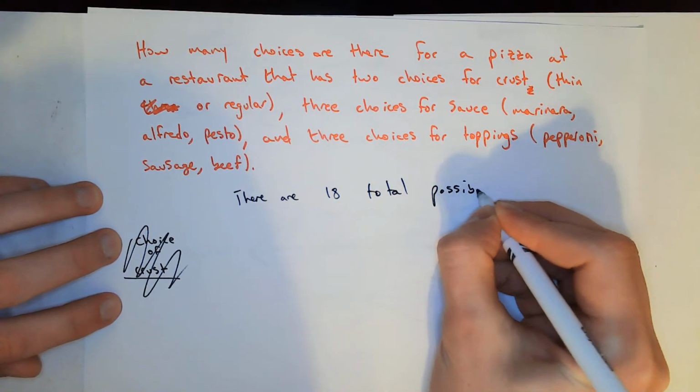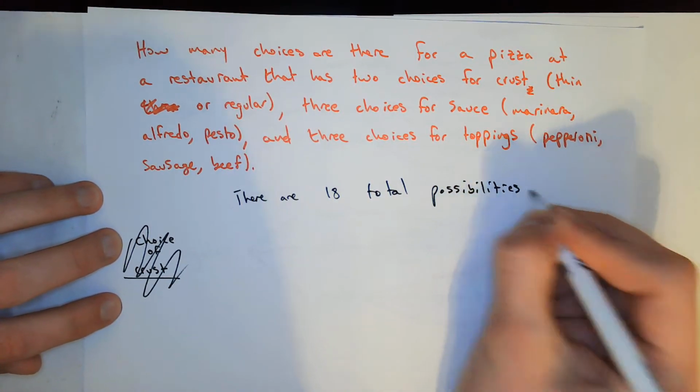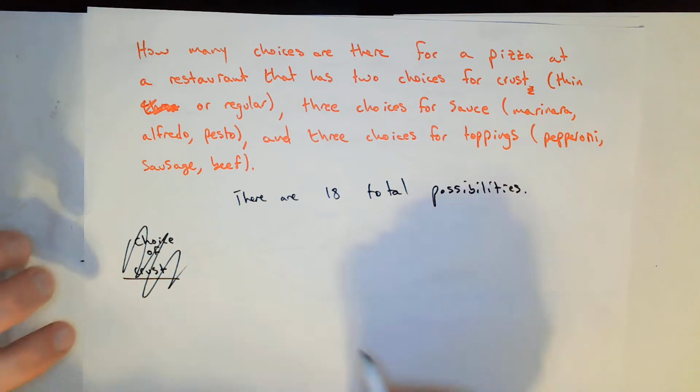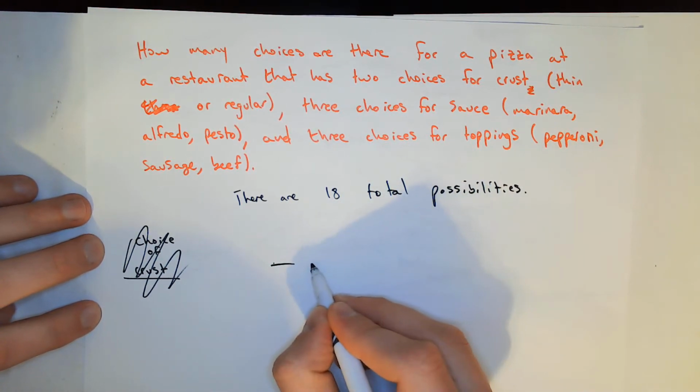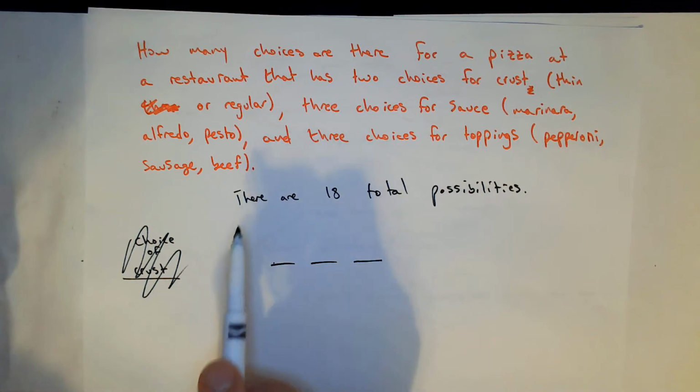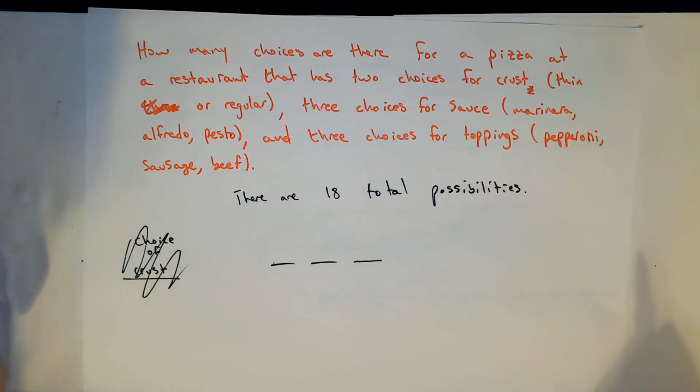Now, remember the last time with that example with the 4-digit lock code, I drew 4 different positions and I wrote the number of possibilities in each position, and then I just took the product, right? Let's try that here.